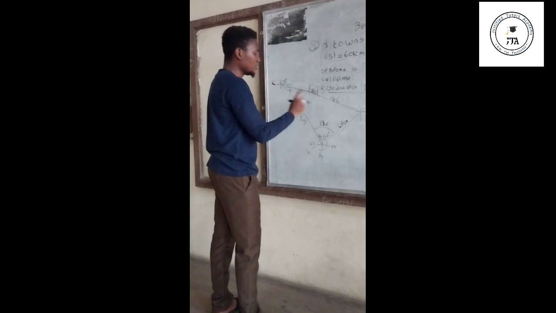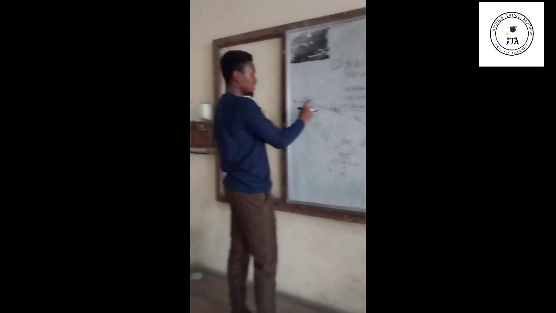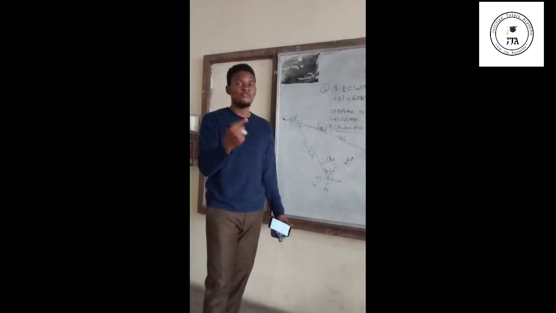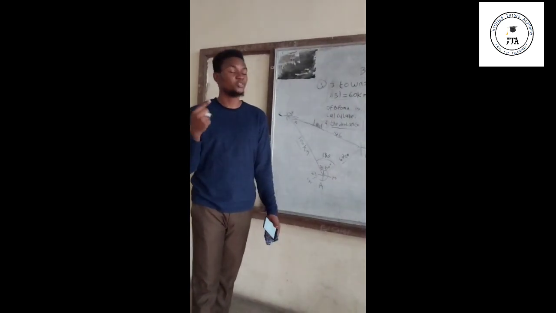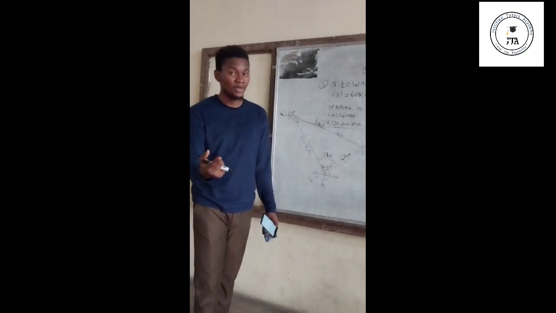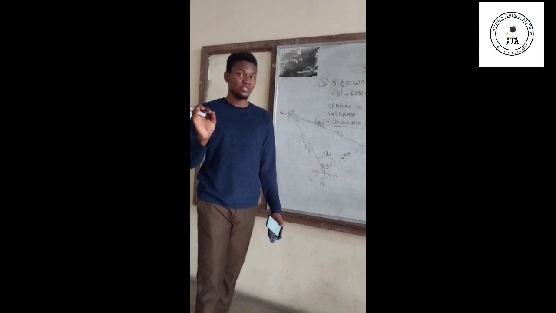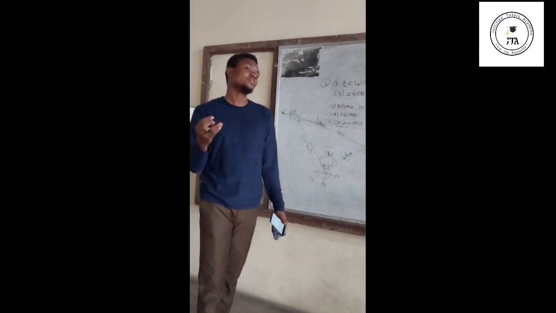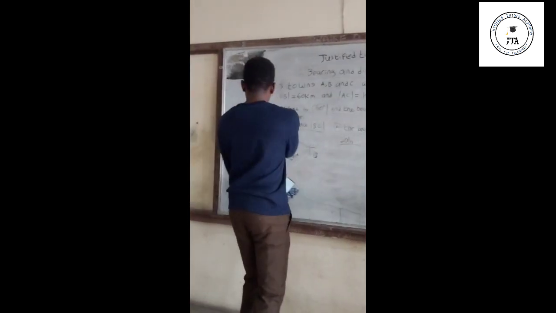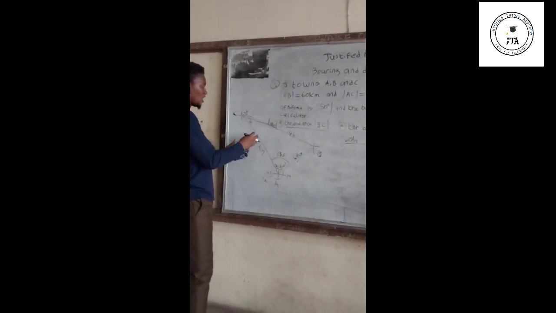Then we are supposed to find our C. Now take note, the sine formula is a over sine A equals b over sine B. That's the sine formula. You can interchange it. A can be anything, but just make sure you are following the pattern. So now, straight to it, we'll use the sine formula to find our C at this point.